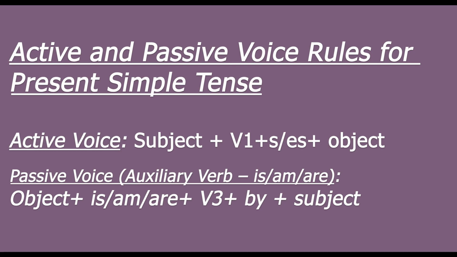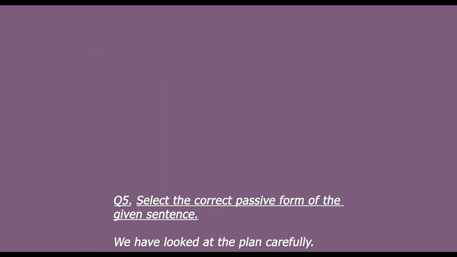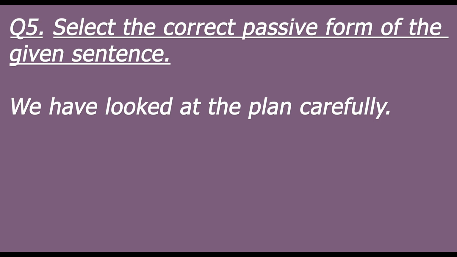So here you are giving the answer in the passive form. So the rule here, you see, in the passive form, you have to take Lisa, for example, object has is, am, are, plus V3, plus by, plus subject. And in the active voice, subject plus V1 plus S plus ES, means accordingly the singular or plural, the verb changes, plus object. Question number 5, you see, we have looked at the plan carefully.